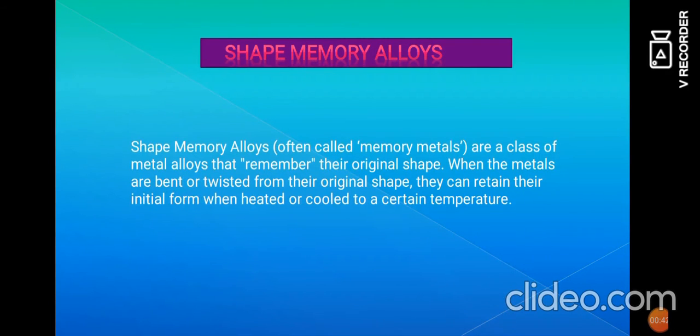Now let us see what are shape memory alloys. Shape memory alloys, often called memory metals, are a class of metal alloys that remember their original shape. When the metals are bent or twisted from their original shape, they can retain their initial form when heated or cooled to a certain temperature.